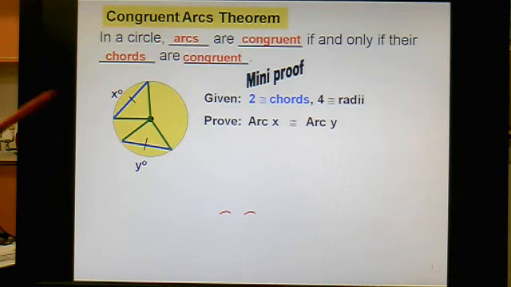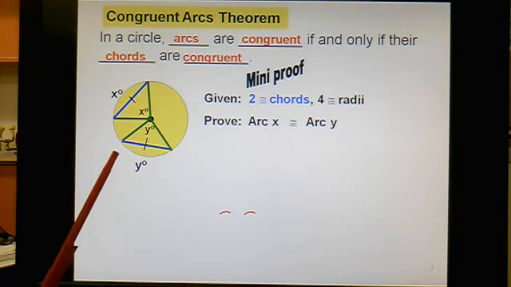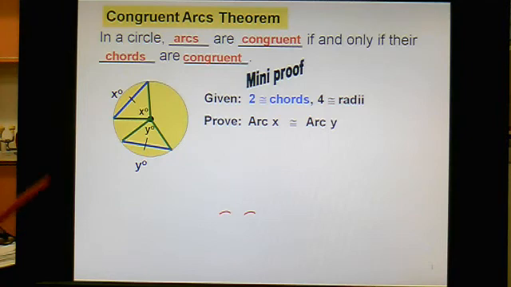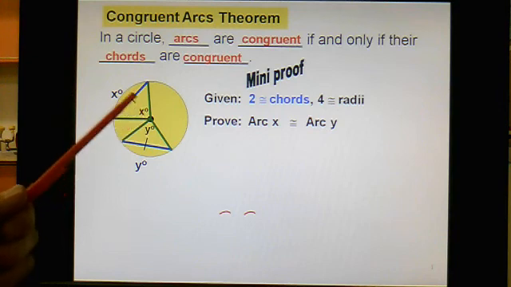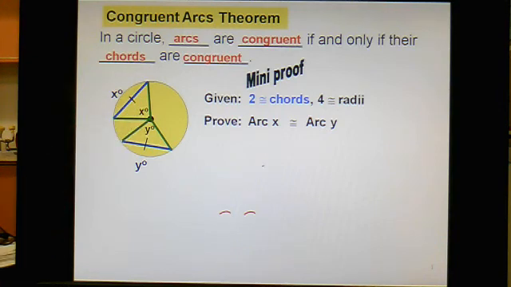Now I want to connect this with something you did yesterday. You knew from yesterday if this arc was x degrees, this angle here at the center was also x degrees. And if this arc is y degrees, the central angle is also y degrees. That's going to be a part of our proof as well. If we want to prove the arcs are congruent, we can do it by proving that these 2 angles are congruent. And if we want to prove the angles are congruent, we can do it by proving the triangles themselves are congruent. So like I said, it's 3 steps, pretty quick.